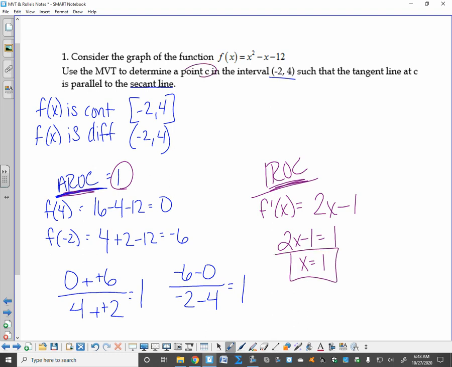That is the C value. Now, double check. Is it in this interval? Yes, it is. So I can keep it. If it wasn't in that interval, then you would say that there does not exist a C in that interval that the MVT applies. So the answer here is 1. Just make sure that you go and check that it's in that interval.